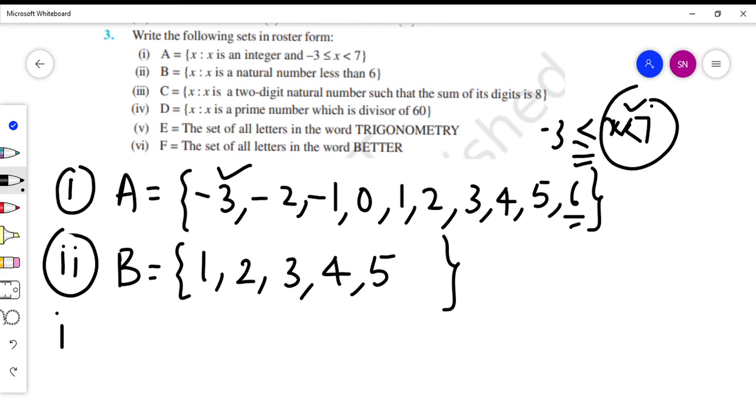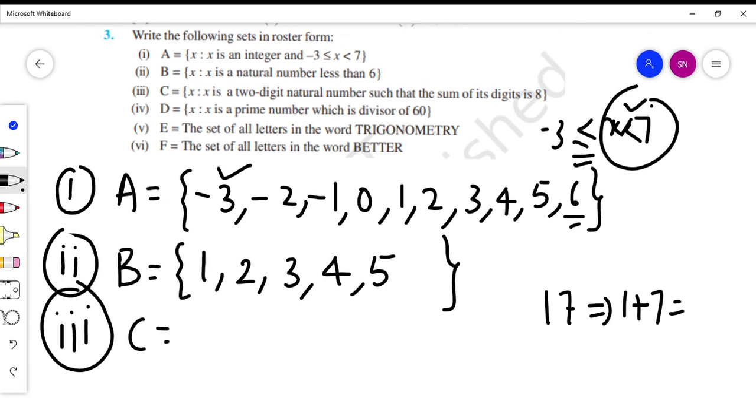Now I'll come to the third sub question. The third sub question is with regard to my set C. x such that x is a two-digit natural number such that the sum of its digits is 8. So here the condition is with regard to digits. When you add the digits of a two-digit number, my sum should be equal to 8. For example, I have 17. 17 is a two-digit number. If I add 1 and 7, am I getting my sum as 8?